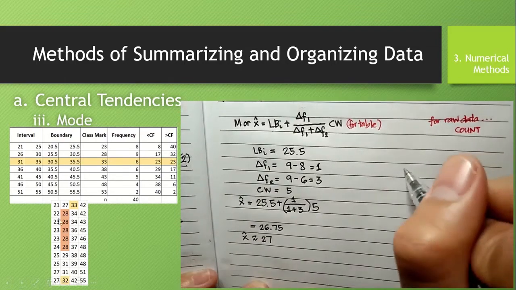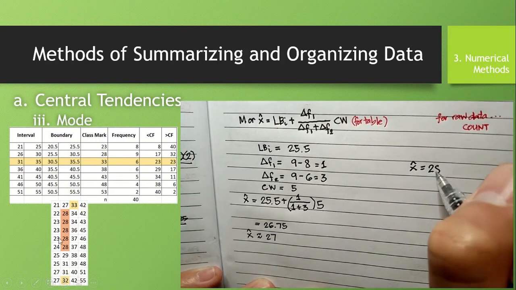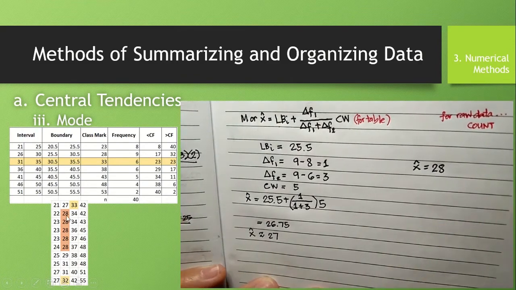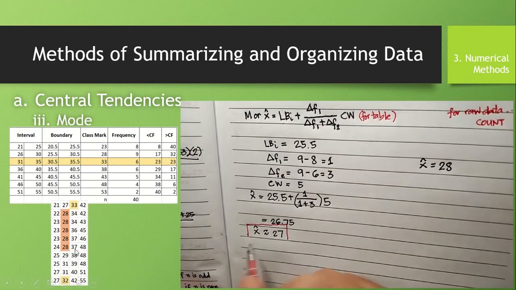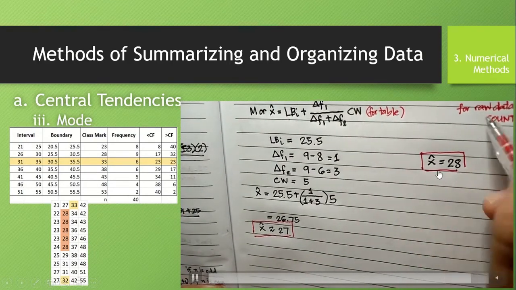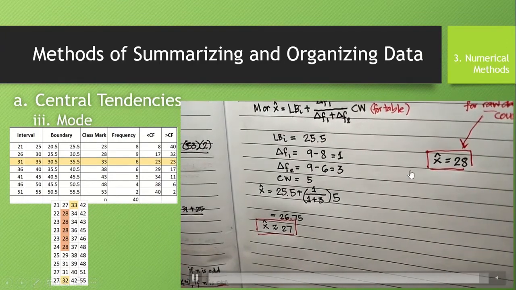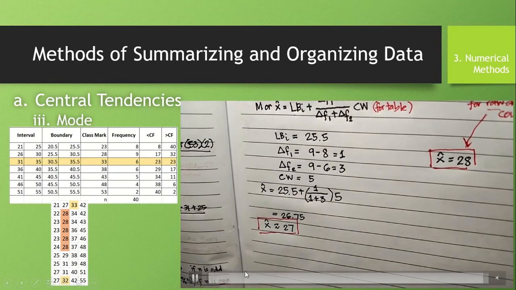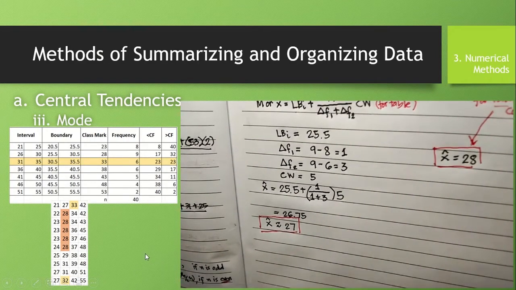Now for ungrouped data or raw data, we'll just have to count. If you would observe this table here, or this sorted data here, 28 has the largest occurrence. Therefore our mode, our x hat, is equal to 28. So that's how we solve for the mode of our data.